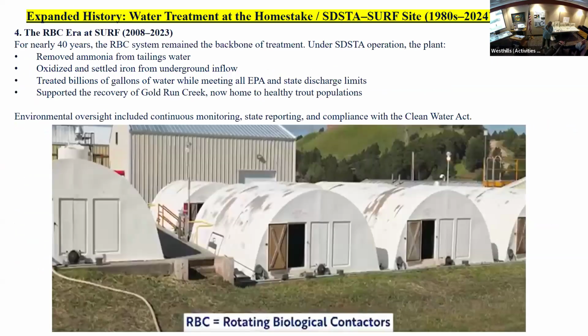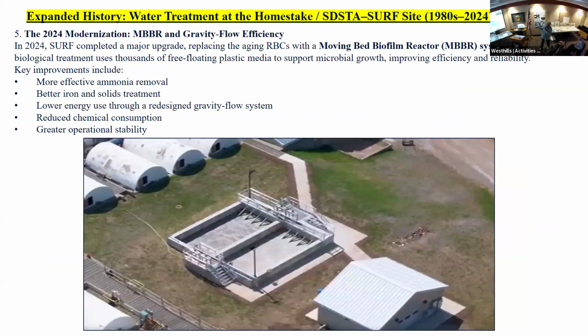Lots of history about water. The water treatment plant used to use rotating biological contactors. Now they use a flush system that runs the water through basically a swimming pool type thing where the organisms actually consume the chemical ammonia, which is the one chemical that doesn't evaporate from the Grizzly Gulch impoundment.